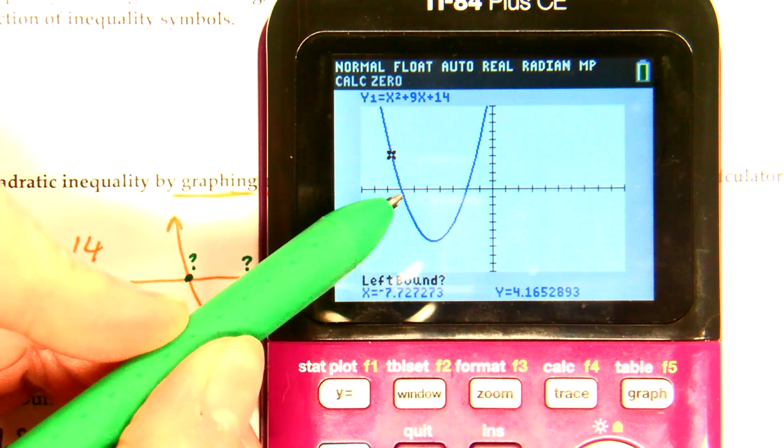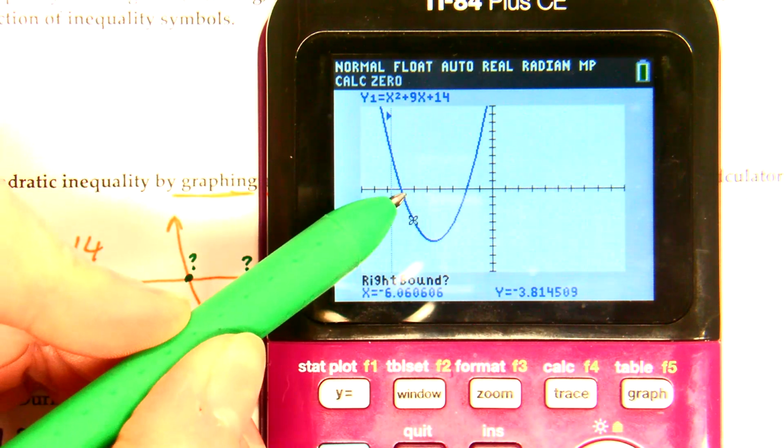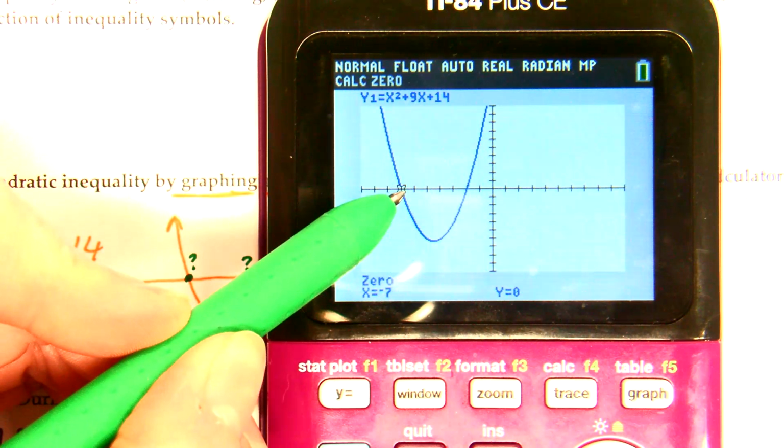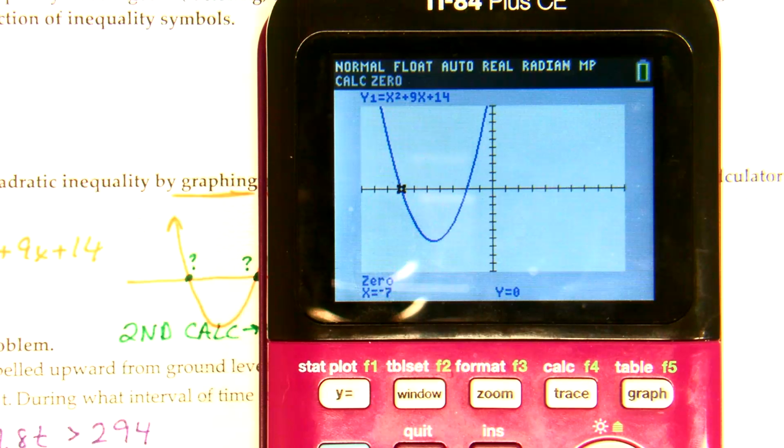Then it's asking right bound. So now, this point where we're touching the x-axis, I want to move to the right of it. So I'm going to go through that point to the right of it, so somewhere down below in this case, and I'm going to hit equals. Now it's asking for a guess. So I'm basically going to take my cursor back to where my pen is pointing. And I'm going to hit enter. And notice they're telling me that that 0 is -7, 0.